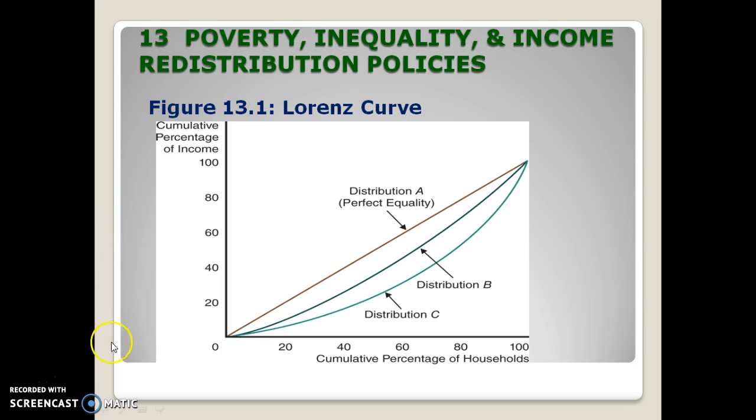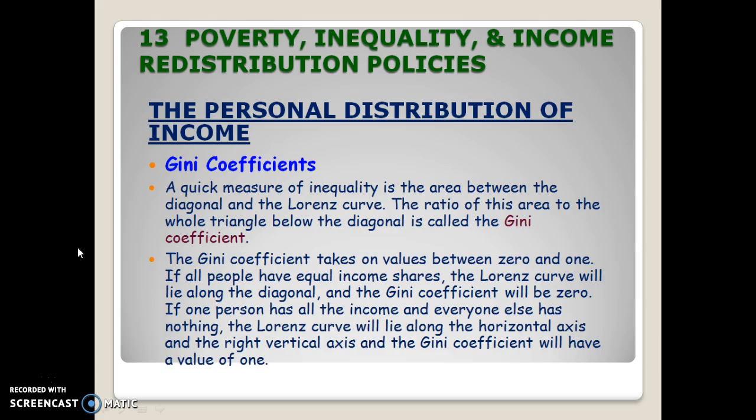That means more and more households earn a very low percentage. So 60% of the workers only earn 30% of the income. That's much more unequal than what we expected. So the Lorenz curve shows the unequal distribution of income in our economy, and we can measure this using the Gini coefficient.